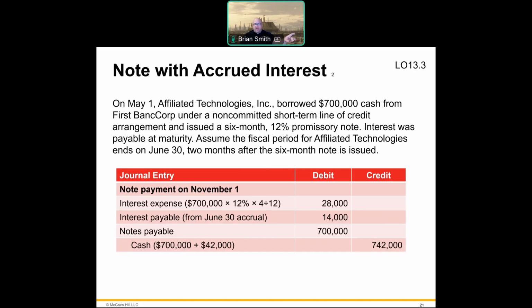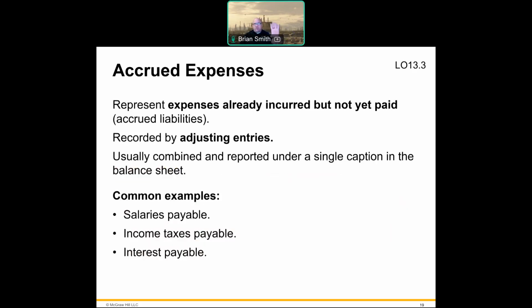I'm going to go back 2 slides for the accrued expenses because I don't feel like we really talked a lot about this. The reason for that, again, is because you should be familiar with this. We should have done it. But when we record these accrued expenses, we're going to debit the expense, credit the payable. So in the salaries situation, debit salaries expense, credit salaries payable. Income tax, we're going to debit income tax expense, credit income tax payable, and you get the idea. Interest expense is debited and interest payable is credited.